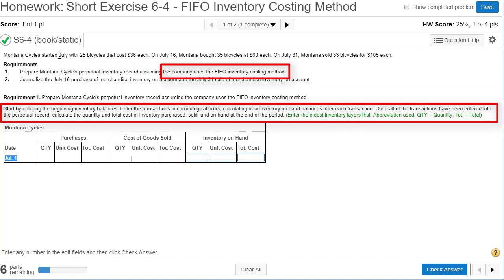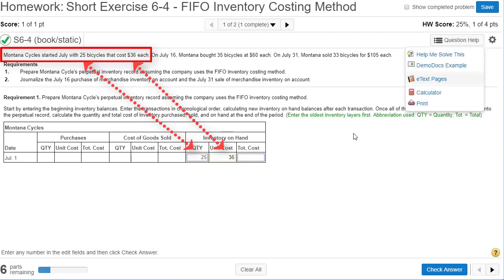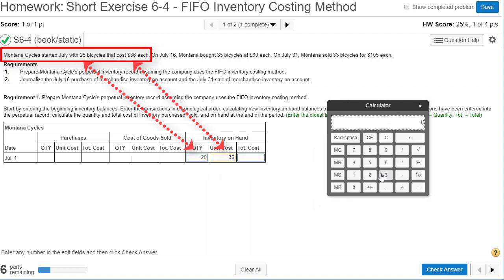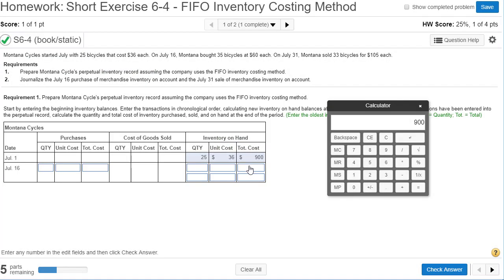So we have to enter the balances as of July 1st. The company started July with 25 bicycles at $36 each. So we're going to bring down the 25, 36, for a total cost of 25 times 36 equals $900. So that's their beginning inventory. And by beginning, I mean the beginning of the month, which is July.